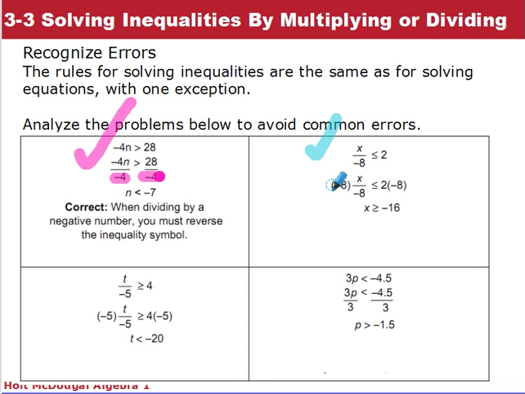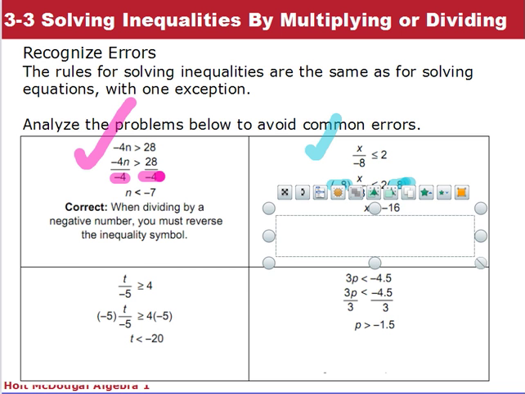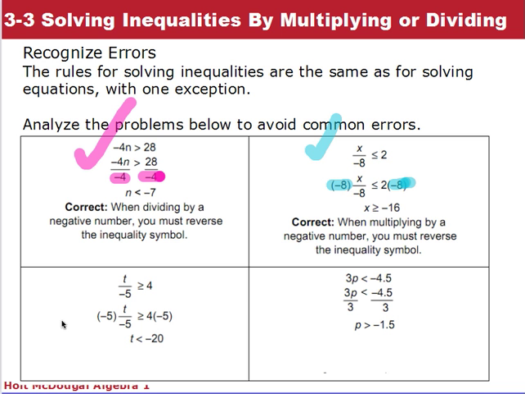Now let's take a look at x divided by negative 8 is less than or equal to negative 2. To solve this, we have to multiply both sides by negative 8, leaving us with x on the left and a negative 16 on the right. And again, our inequality signs change direction because we multiplied by a negative number. So this inequality was solved correctly also. There are no errors in these first two.